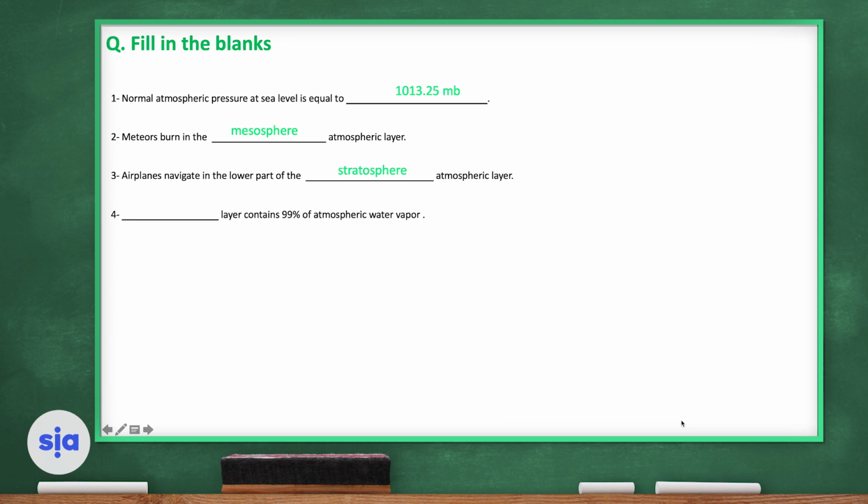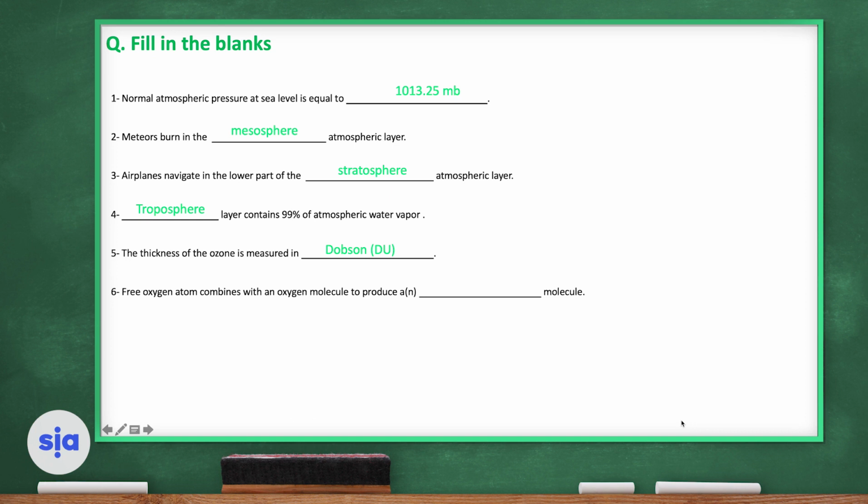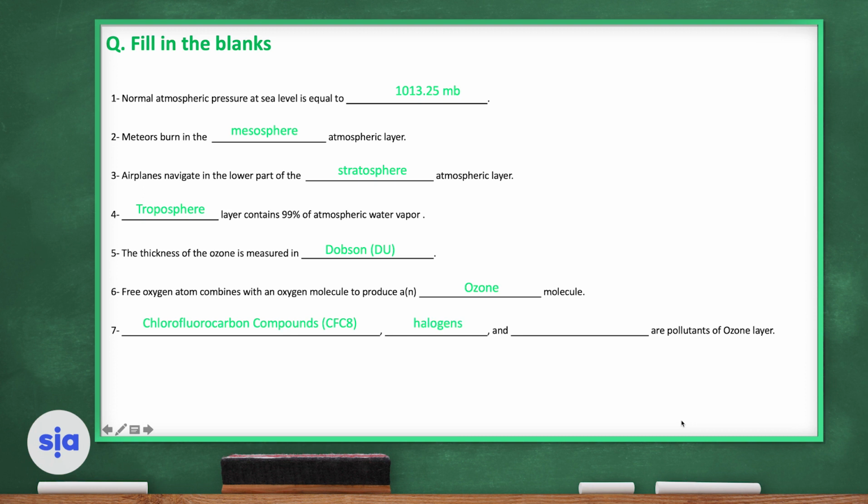Which layer contains 99% of atmospheric water vapor? The first layer, troposphere. The thickness of the ozone is measured in Dobson. A free oxygen atom combines with an oxygen molecule to produce an ozone molecule. One oxygen atom with an oxygen molecule forming an ozone molecule. What are examples of pollutants of the ozone layer? We can say chlorofluorocarbon compounds, halogens, and nitrogen oxides.